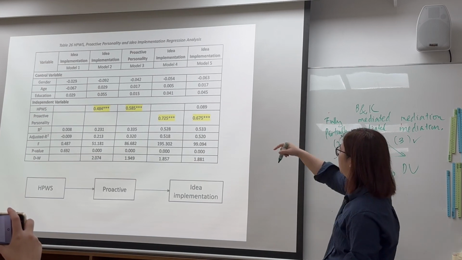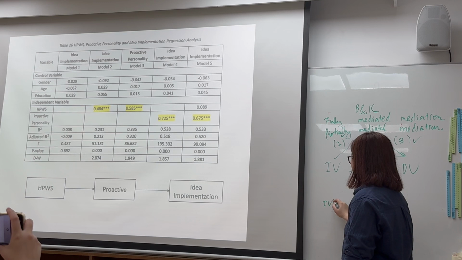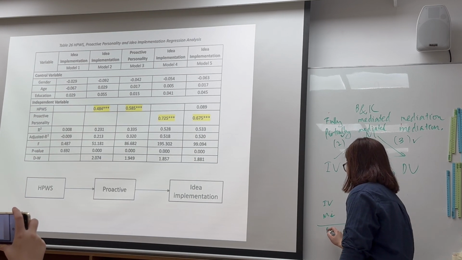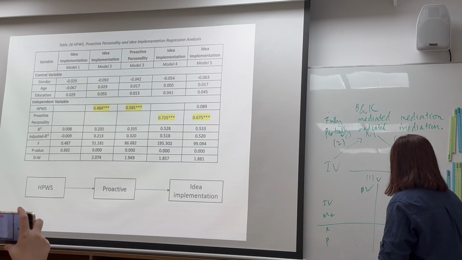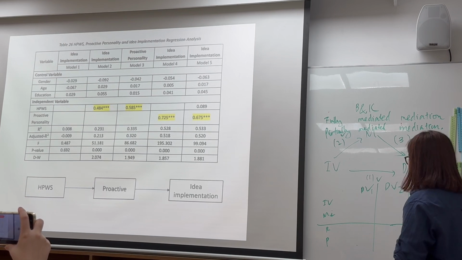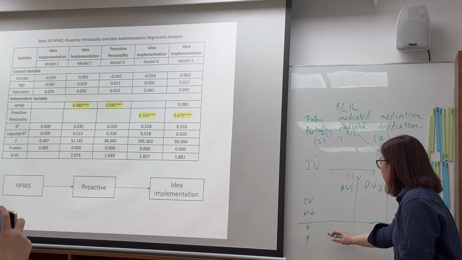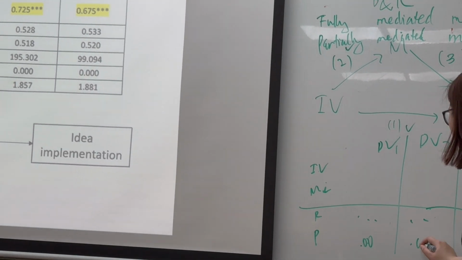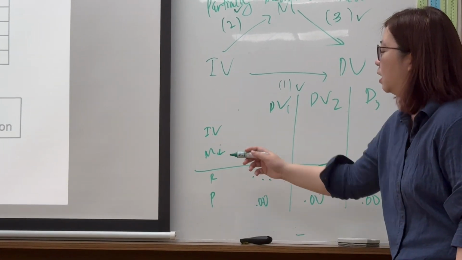Alright, so I will just copy a part. Let's say this is the DV, this is the result table. This is the IV, this is the mediator, and then we have R square and P values. Situation 1, situation 2, situation 3. So we have 3 situations here. The P value is good, everything is good here. However, the components are different.